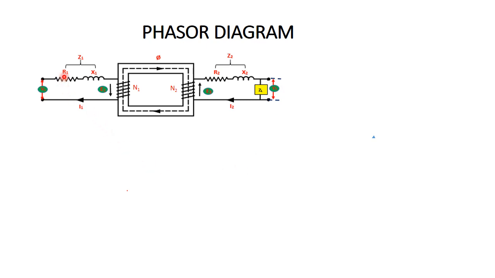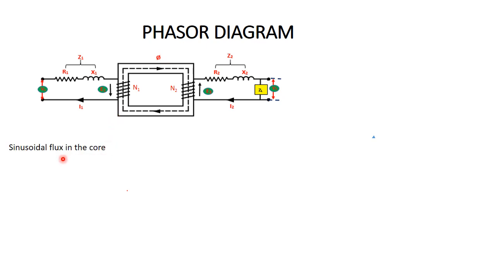R1, X1 and Z1 are the resistance, reactance and impedance of the primary winding. R2, X2 and Z2 are the resistance, reactance and impedance of the secondary winding. Current I1 flows in the primary winding, and current I2 flows in the secondary winding. The primary winding and secondary winding are magnetically connected with the flux phi.